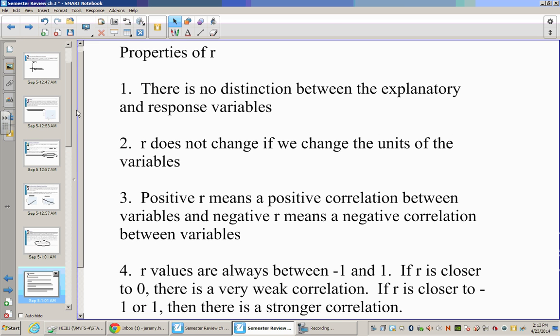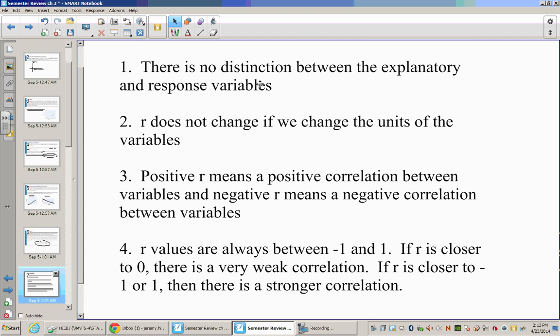But here are some important properties of r that are good to know. There's no distinction between explanatory or response variable. What that means is if I take my x and my y and I switch them, that doesn't affect r. r will remain constant. It also doesn't change if I change my units. If I go from centimeters to inches, r will not change.